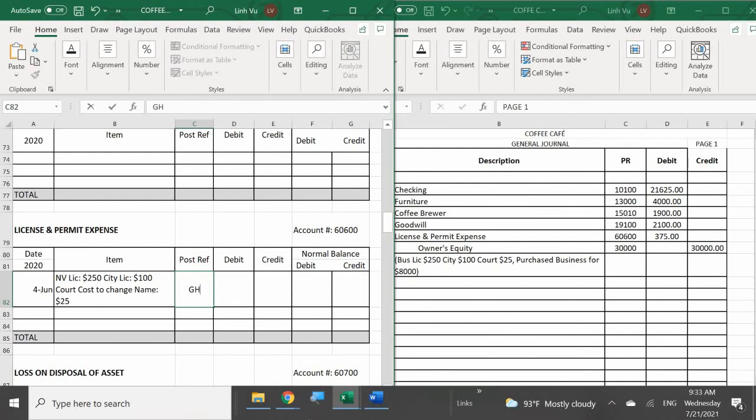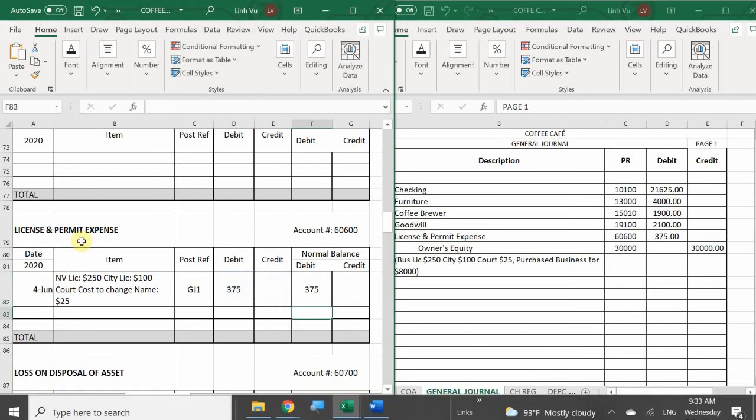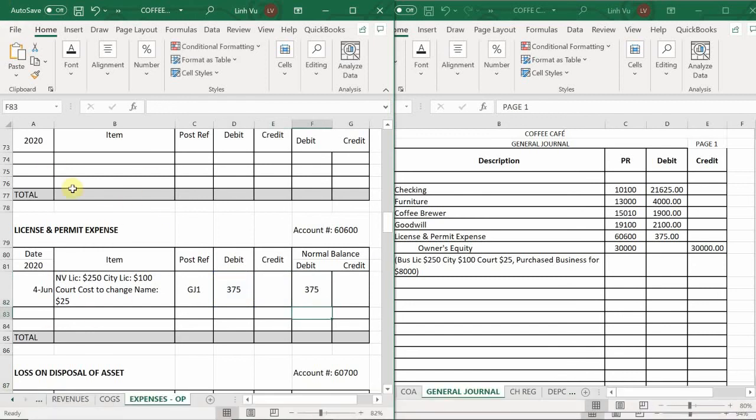General journal number 1. Okay. And we debit the account for $375, which then, once again, the beginning balance is going to be on the debit side for $350. Okay.